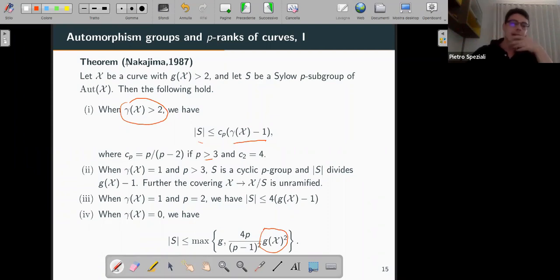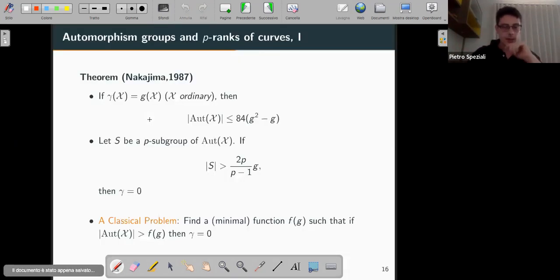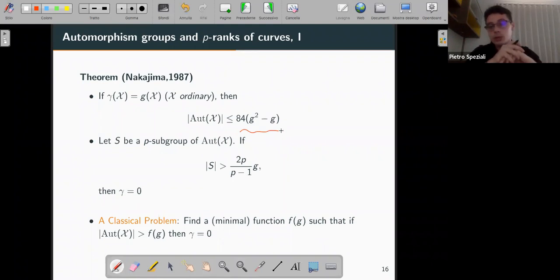So we have seen here that maybe the case where I can expect to have more control is the case when the p-rank is positive. And what about the case when it's equal to the genus, which as I told you is the generic case? Nakajima proved that when you have an ordinary curve, you can have at most 84 g squared minus g automorphisms. But this bound, well, it should not be sharp. I will get to why in a moment.